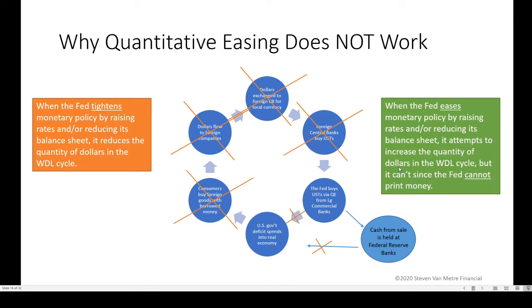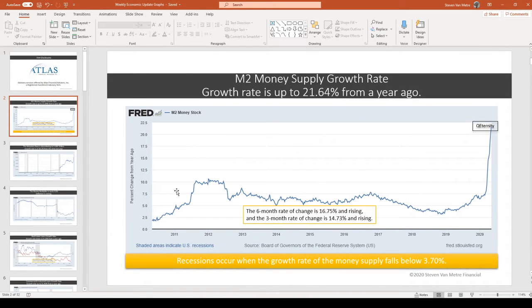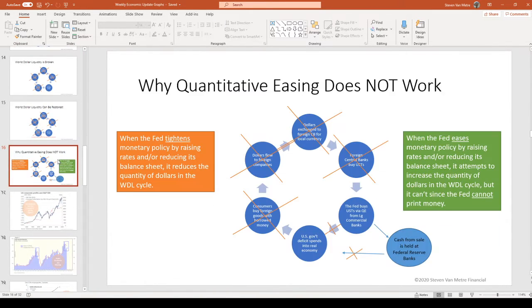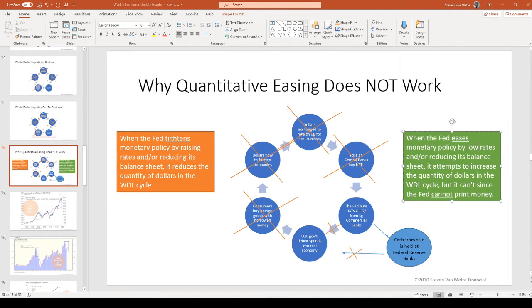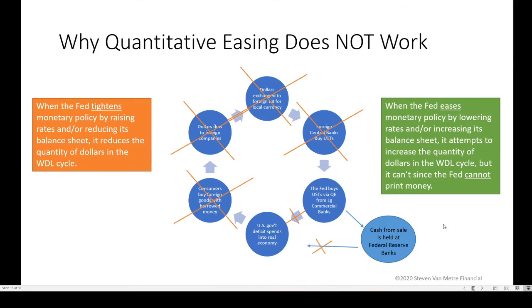It attempts to increase the quantity of dollars in the world dollar liquidity cycle, but it can't, since the Fed can't print money. Here, let me just fix that, because somebody's going to go back and look at this and say, you got it wrong. Lowering rates and or increasing. Okay, there we go. By lowering rates and increasing its balance sheet, it attempts to increase the quantity of dollars, but it can't print money. That's the secret.